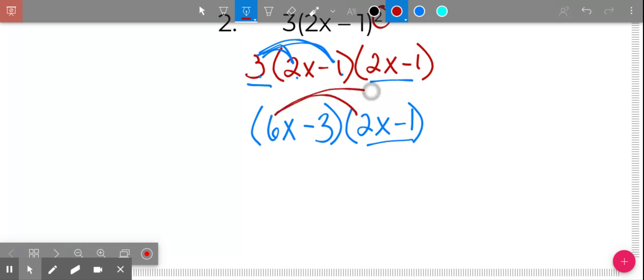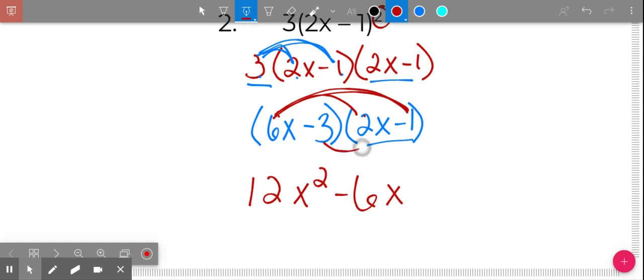So I'll have 6x distributed first. 6x times the 2x gives me 12x squared. 6x times the negative 1 gives me negative 6x. Notice we're multiplying our coefficients, just adding those exponents. Then negative 3 times 2x gives me negative 6x again. And negative 3 times the negative 1, remember when we multiply those two negatives together, it gives us a plus 3.